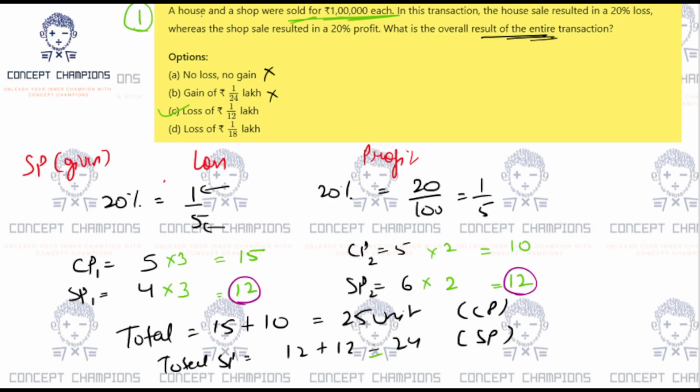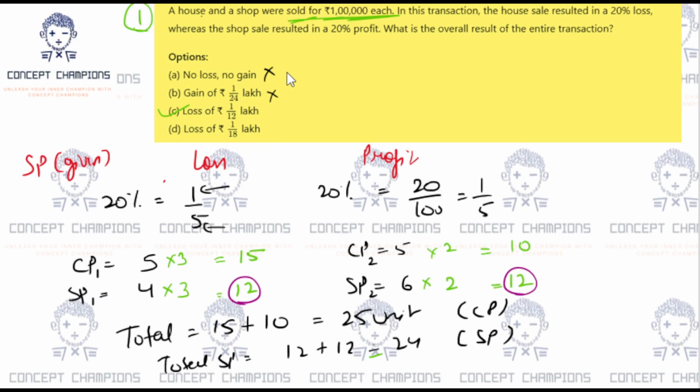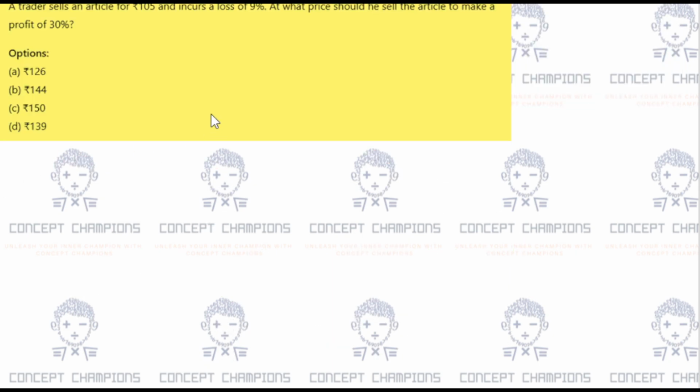Whenever you have this type of question in which the selling price is the same and you have two objects, and the amount is the same, 20% and 20%, but one is a loss and one is a profit, then in that case you will always suffer a loss, always. There is no exception to it. What is the condition? Both these things should be the same, and SP should be the same. That's it. Then you can always mark the option which is loss.